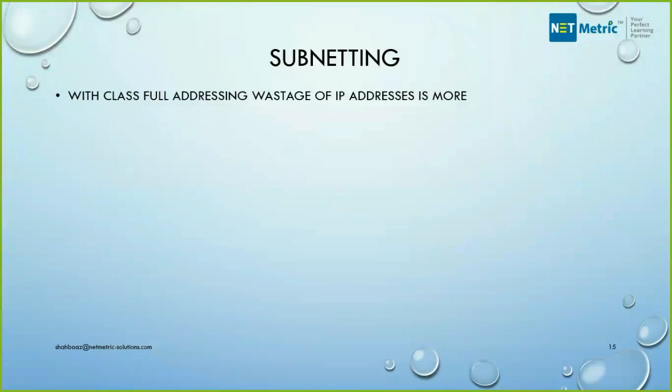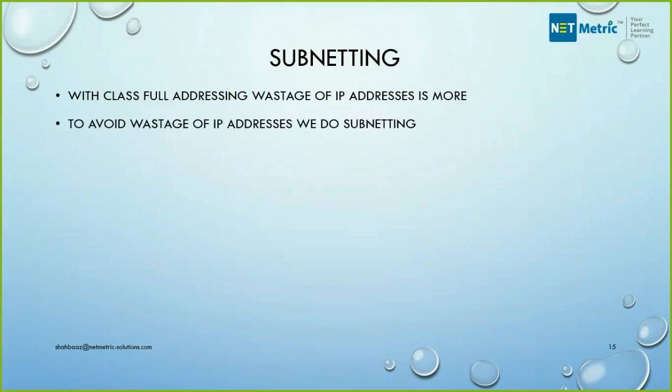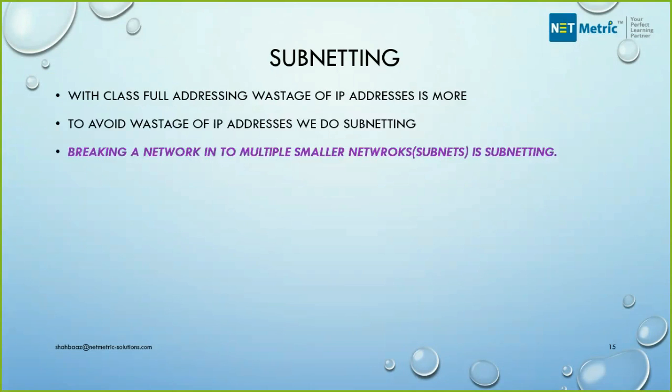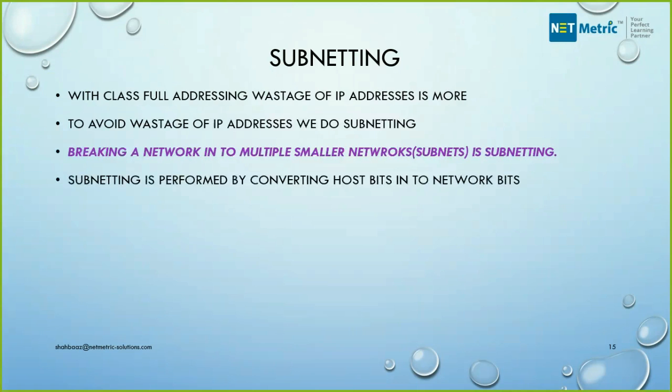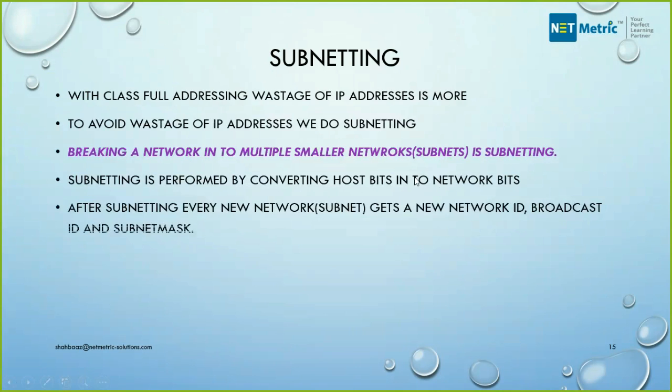With the help of classful addressing, we are going to waste the IP addresses. To avoid this wastage of IP addresses, we are doing the subnetting. Subnetting means you are breaking a network into smaller networks based upon your requirement. This is done by converting the host bits into the network bits. Once you do the subnetting, whatever networks you are going to get, every new network will have a new network ID, new broadcast ID, new subnet mask. Everything will be new.